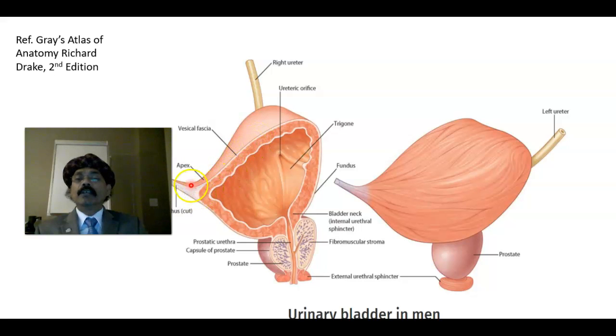This is the apex of the bladder. It is connected to the umbilicus through the median umbilical ligament. There is the remnant of the embryonic urachus.